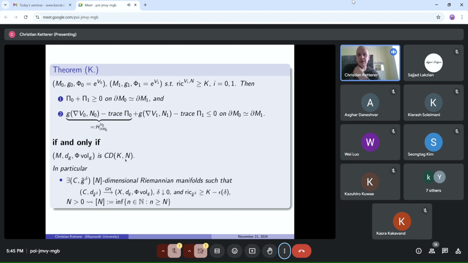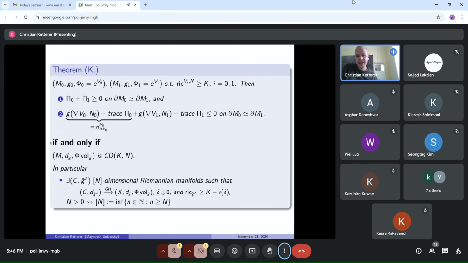We can say even more. We can say that this metric glued space also can be obtained as a limit of n-dimensional smooth Riemannian manifolds that satisfy a lower Ricci curvature bound in the classical sense, where this capital N, this n in the bracket, is the smallest integer that is bigger than the parameter n here. Okay. So this is the main result.